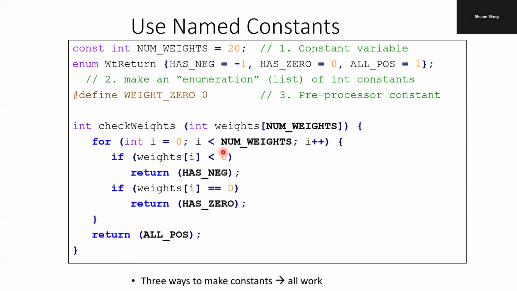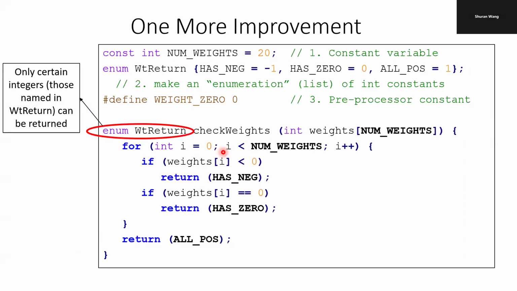All 3 ways to make constants work. You can do whichever way or a combination of 2 or 3. And if you do an enum type of the return type here, you can return the enum type directly so that the compiler will guard that it's not returning anything else other than 0, 1, -1.